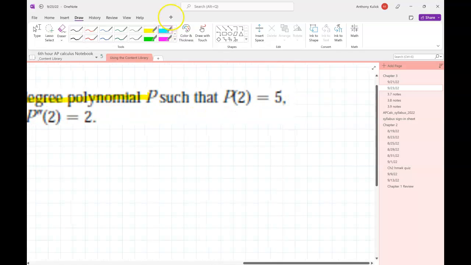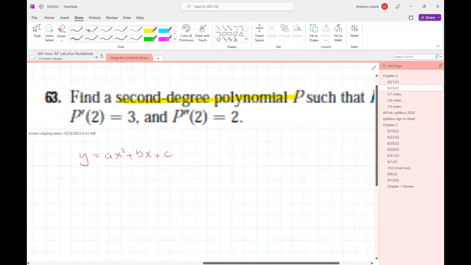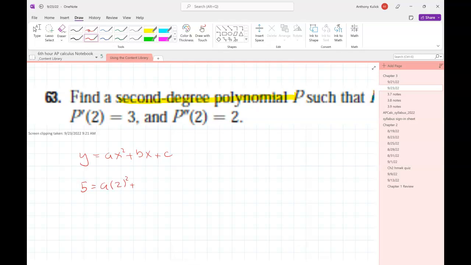So it tells me that P of 2 is equal to 5. What that means is I have the equation 5 is equal to A times 2 squared plus B times 2 plus C, or 4A plus 2B plus C is equal to 5. Everybody's cool with that? And maybe I'll call this P of X instead of Y.